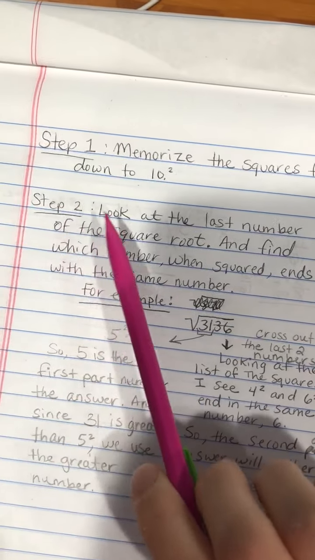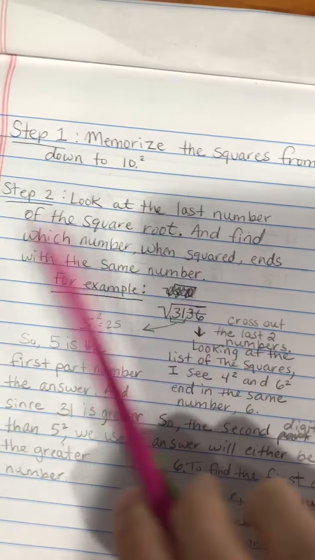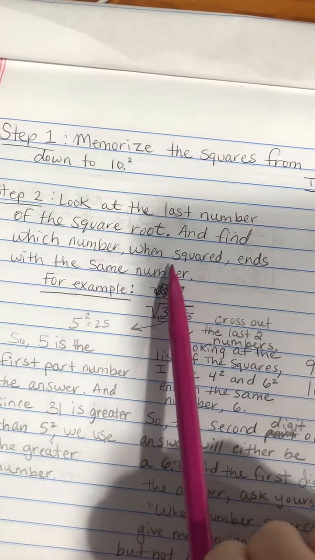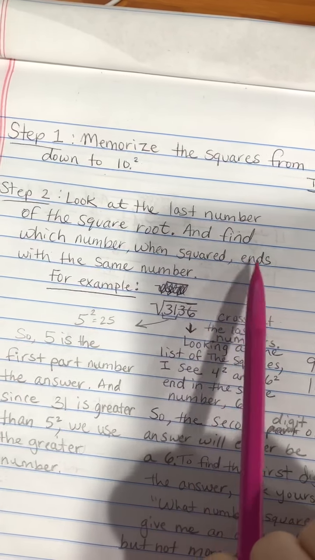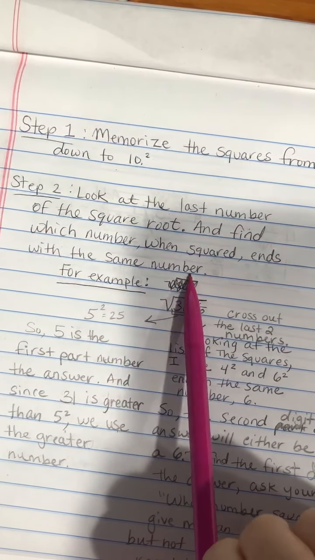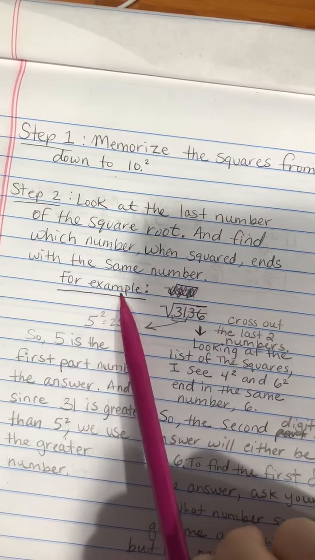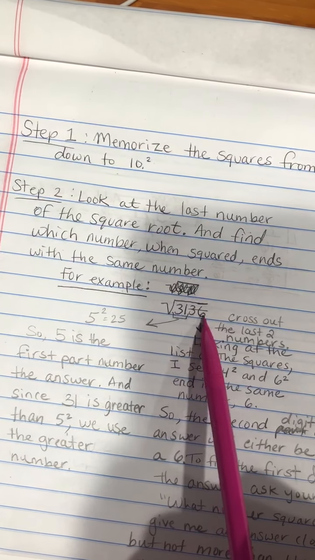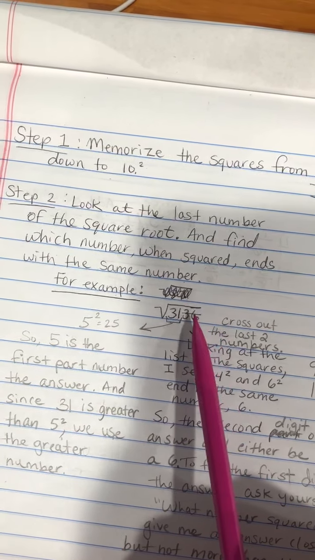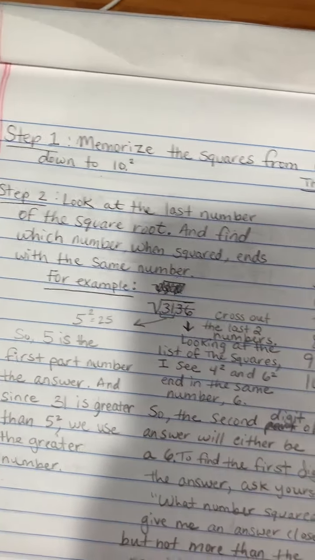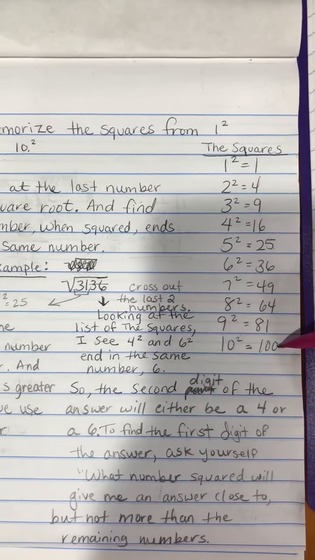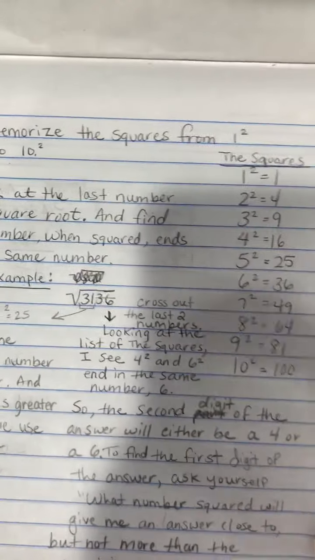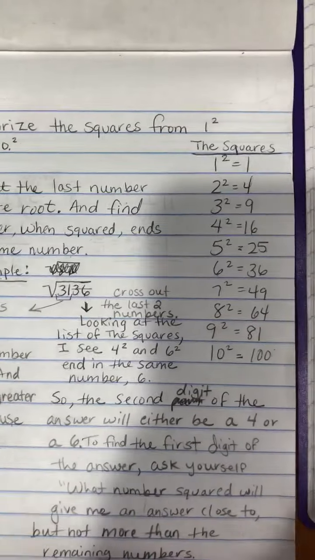Step 2 says look at the last number of the square root and find which number, when squared, ends with the same number. So for example, the square root of 3,136. It says, first of all, have this memorized so that I can jot it down on a paper somewhere if I'm taking a test, for example.